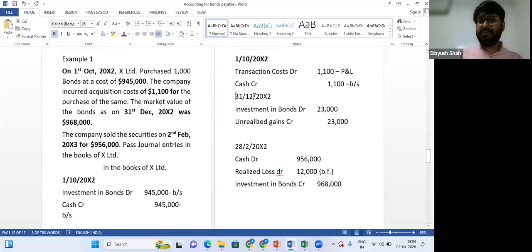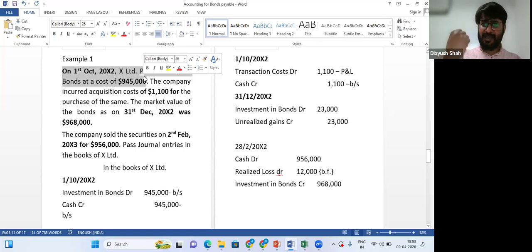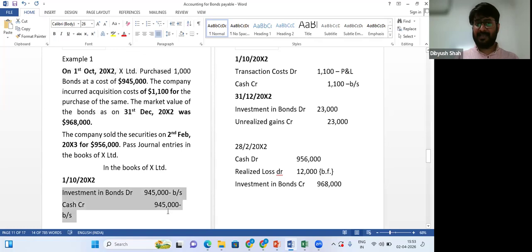Now on the balance sheet date, 31st of December. So see, for 1st of October, I am a slow student. I am assuming you guys are too, so I will go as slow as possible. On 1st of October 2002, the company purchased 1,000 bonds at a cost of 945. So I have done the accounting for this. See, investment in bonds debit, cash credit. And the company incurred acquisition cost, which I have expensed in the P&L immediately.